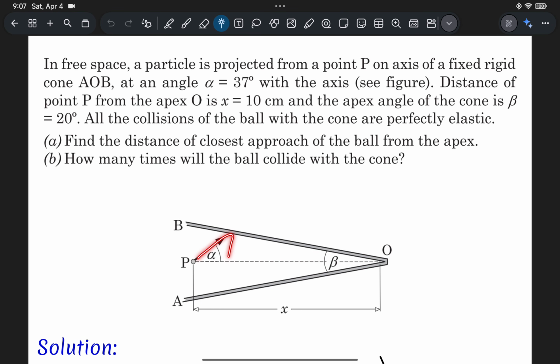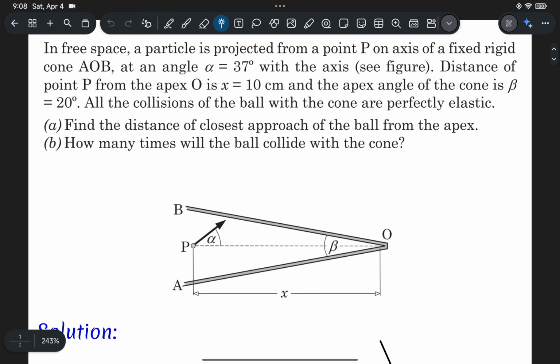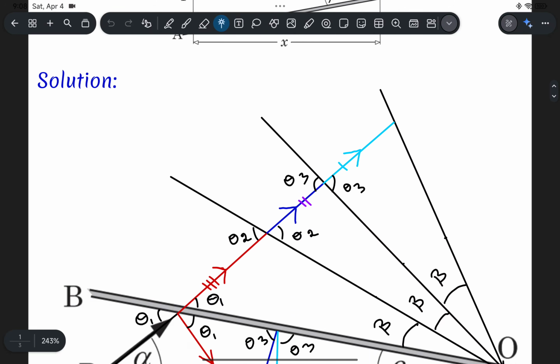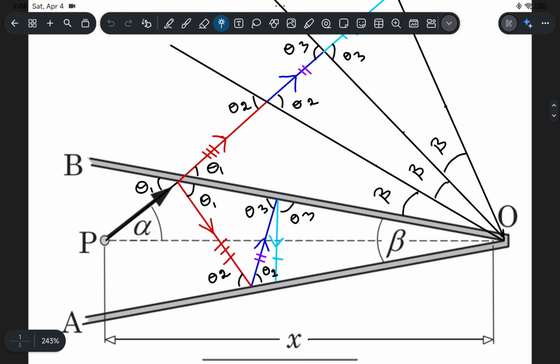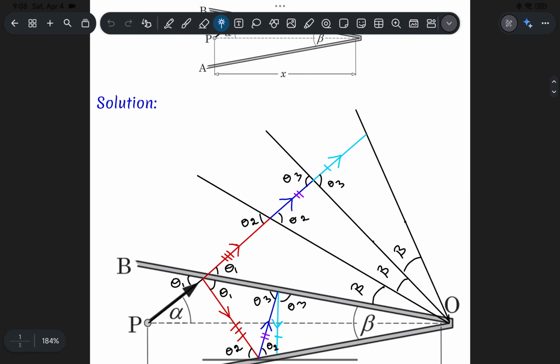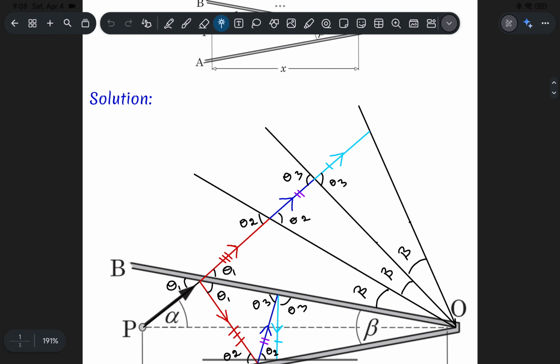So actually this one just goes like this and again comes back. We have to count how many collisions are happening and the least distance between point O and the particle throughout the motion. So straight away I'll go to the solution. If you're seeing this question for the first time, pause the video, try it out yourself, and then you can continue with the solution.